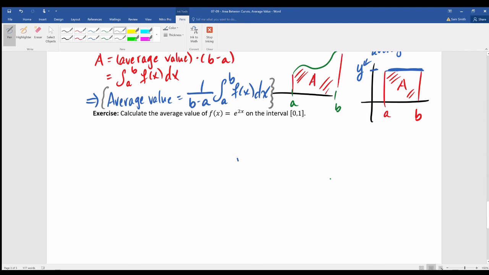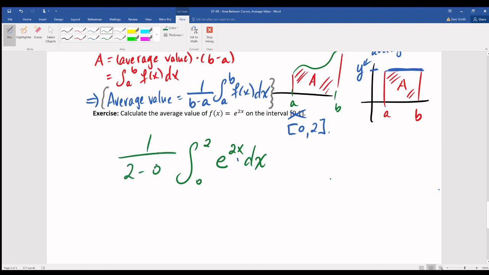Calculate the average value of f of x equals e to the 2x on the interval from 0 to 1. And actually, I'm going to go ahead and make an executive override. Let's do this on an interval from 0 to 2. So what I will do is I will go ahead and set up the integral from 0 to 2 of the function e to the 2x. Then I'm going to divide that by the width of the interval in this problem, 2 minus 0.